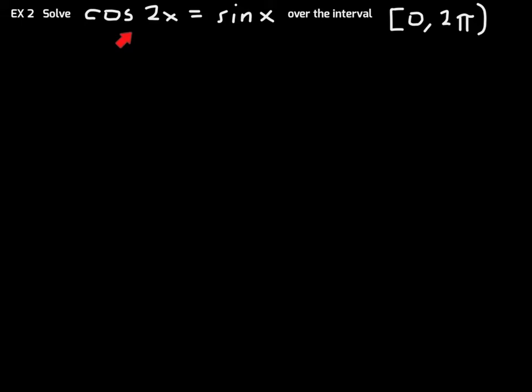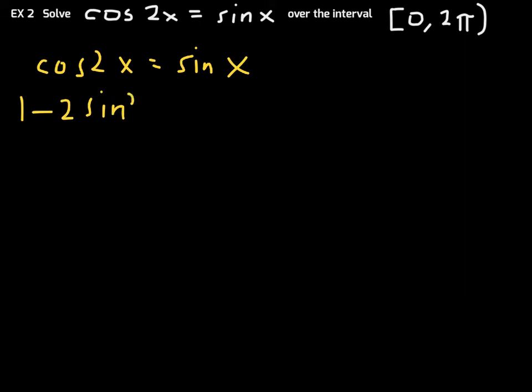But there is one double angle identity for cosine that is only in terms of sine. Let me remind you that cosine, this is the original equation, cosine of 2x is the same thing as 1 minus 2 times sine squared of x. That's what that left-hand side is equal to using a double angle identity.